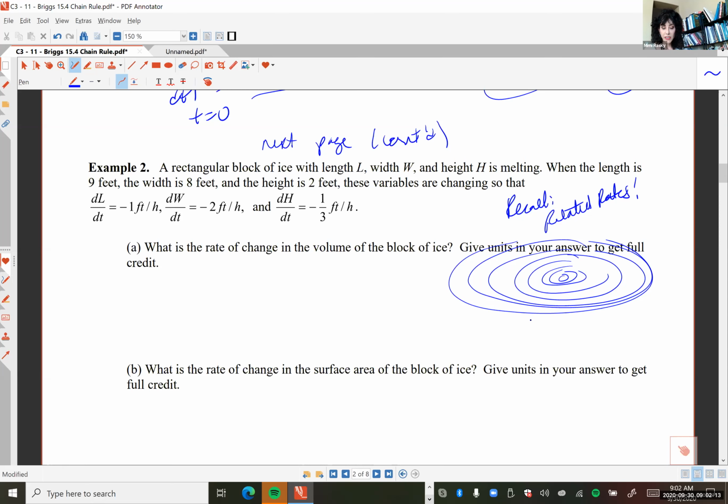Yes. Yes. You're going to do that right now in Calc 3 on steroids. Congratulations for making it this far. But you need the chain rule to do it. Without the chain rule, you can't do it.